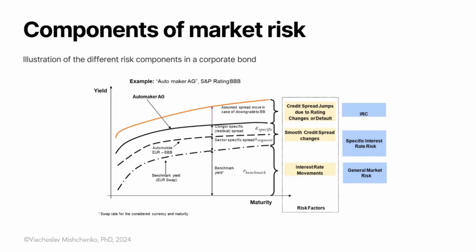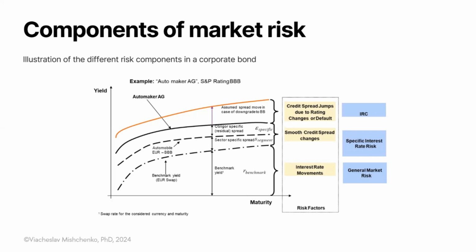So let's go on. Then let's examine the different risk components in the corporate bond, for example, one of the examples of the market risk asset. So here on the graph, we have an example of the automaker with the BBB rating. The foundation here is the benchmark yield, typically based on the swap rate for that currency and maturity. And this usually represents the general interest rate risk.